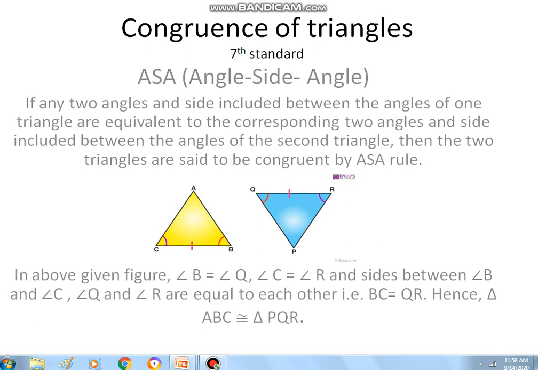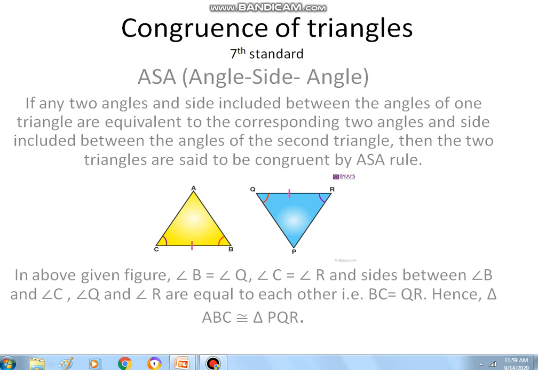Here we are considering triangle ABC and triangle PQR. In this, angle B is equal to angle Q, angle C is equal to angle R. Two angles are equal, and the side between angles B and C, and between angles Q and R. The side between these two angles is BC, and for Q and R it is QR. That is, BC is equal to QR.